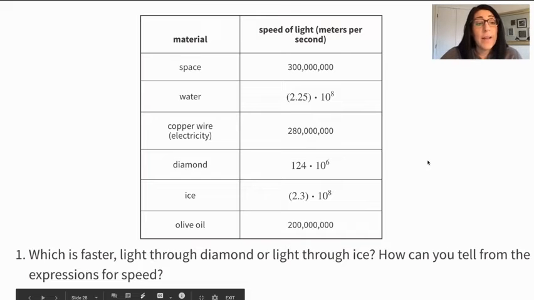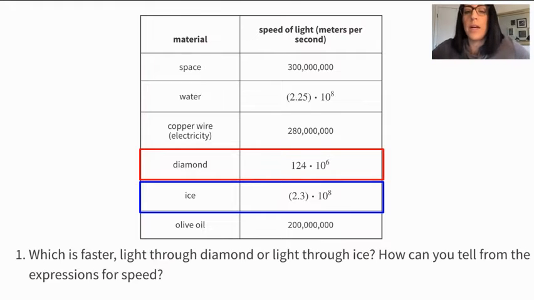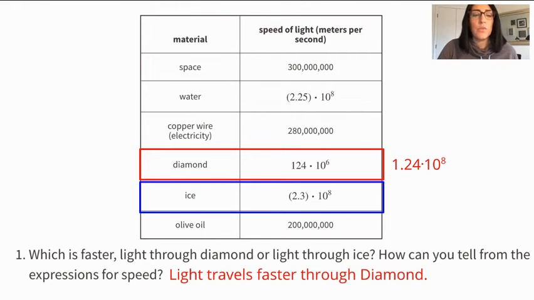Okay, so we first are asked which is faster, light through diamond or light through ice, and how we can tell. So, ice is already written as 2.3 times 10 to the 8th. Diamond is not, but again, it's easier to compare if they are both being multiplied by the same power of 10. So we can rewrite diamond to be 1.24 times 10 to the 8th. That would be equivalent. And through that, we can then say light travels faster through diamond.